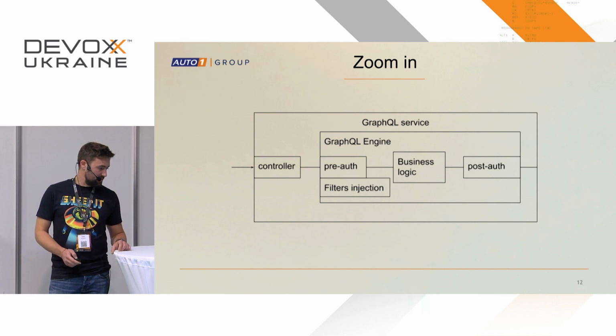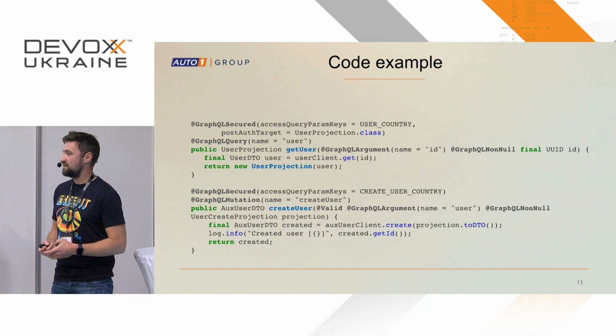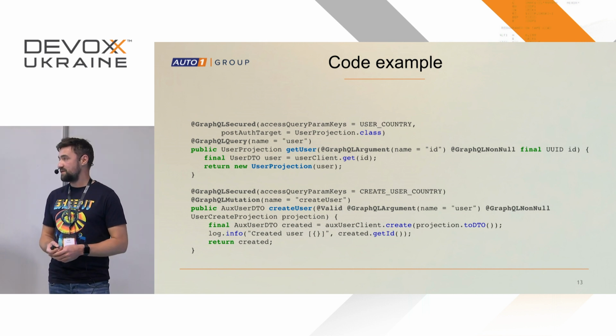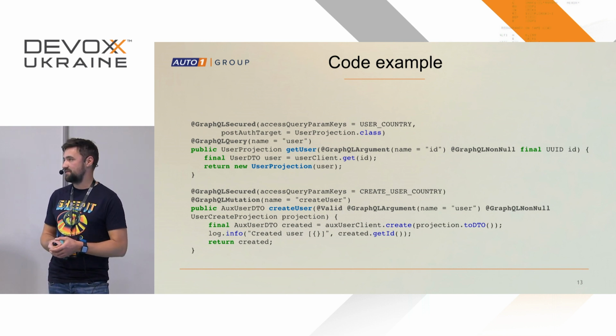Let me show you a simple code example. We have the GraphQL query and GraphQL arguments, which are existing annotations, and we added the GraphQL secured annotation on top. The only thing the developer needs to do, when writing a method, is annotate it with GraphQL secured, and that will already execute the checks based on the permission.